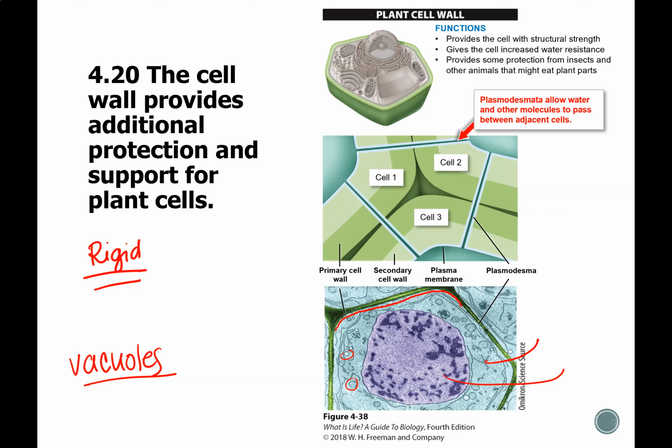The plant cell wall also provides protection to the outside elements. We have skin that provides some protection. The cell wall provides that sort of protection as well from insects or animals that might want to eat the plant parts.